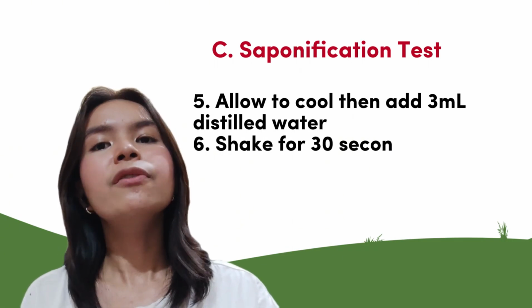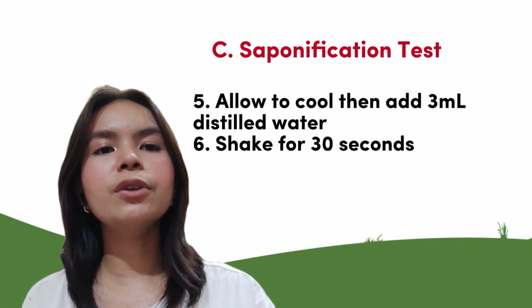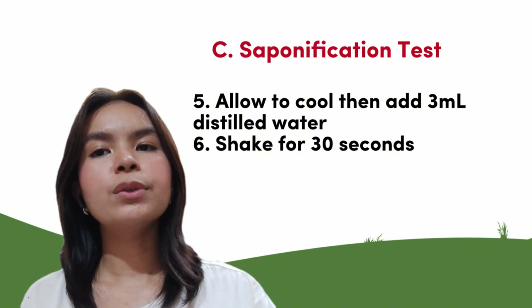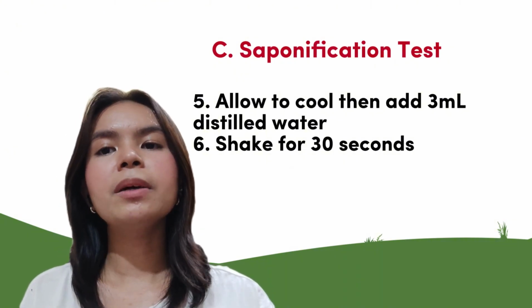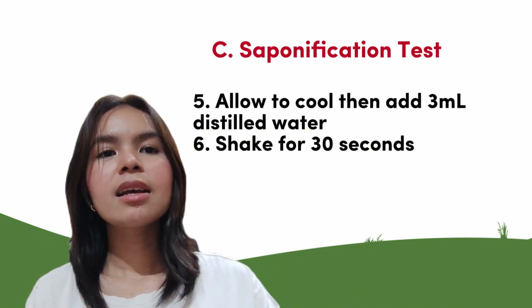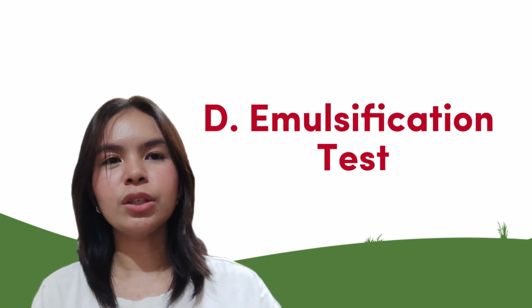Shake each tube for 30 seconds and observe for the formation of froth. And if soap is formed, frothing will be observed due to saponification. So the next test is the emulsification test.